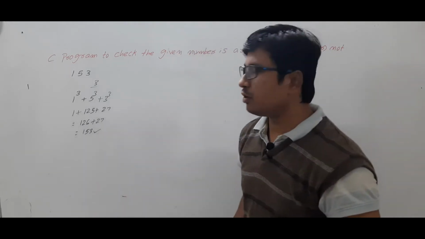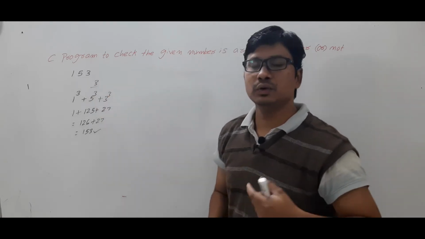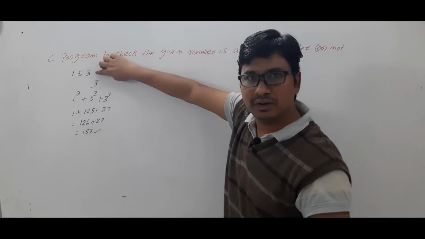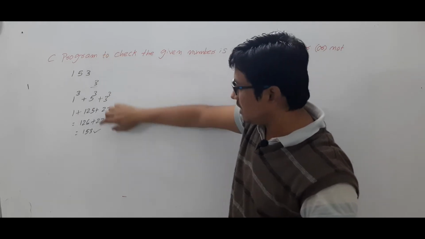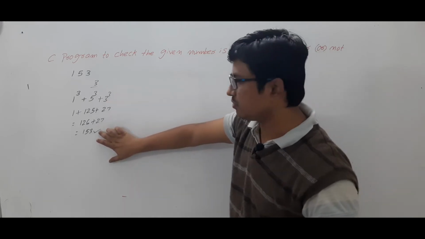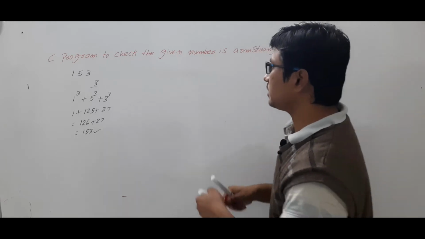So after performing this, if you are getting the original number, you can say that the given number is Armstrong number. Now look at here. The given number is 153 and after computing this operation, still you are getting the 153. I can say that it is an Armstrong number. Let me take another example.